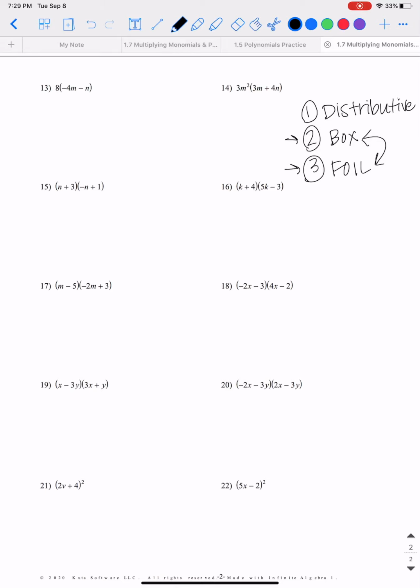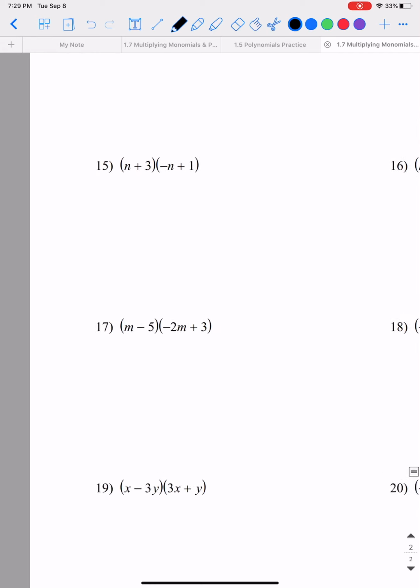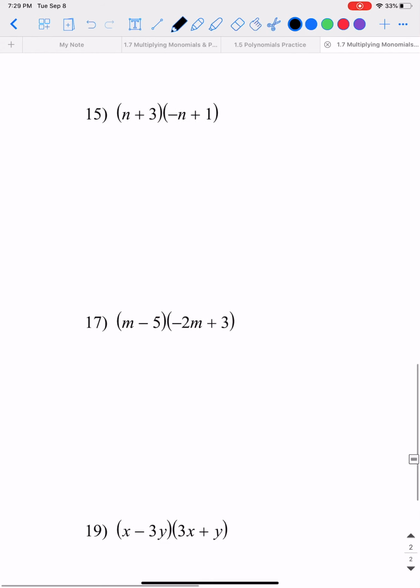So it's important that you remember how to do both of those. Okay, so let's start with the FOIL method. If you remember from the video, FOIL stands for first, outside, inside, and last.